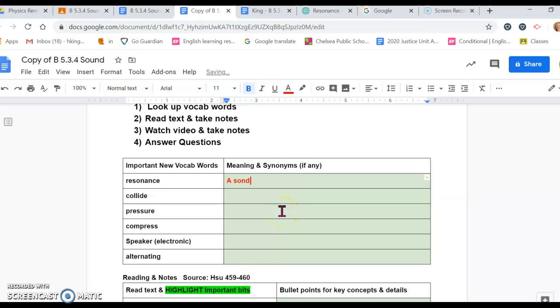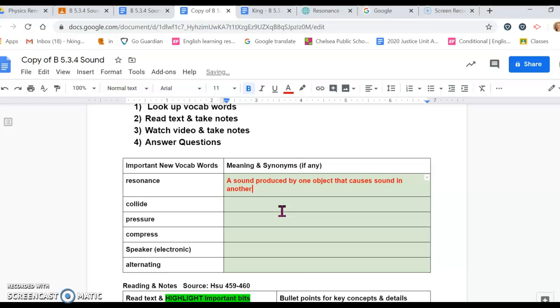A sound produced by one object that causes sound in another object. There we go. I didn't copy and paste. I looked at the definition, I put it in my own words, and I put what I think makes sense here. I'll be honest with you, I'm not totally sure what that means yet, but I'm hoping by the end of our reading today, I'll have a much better idea.